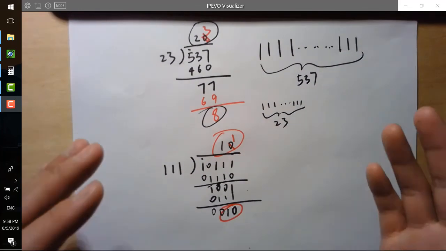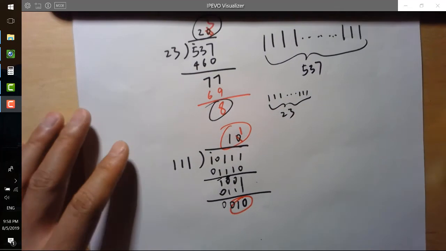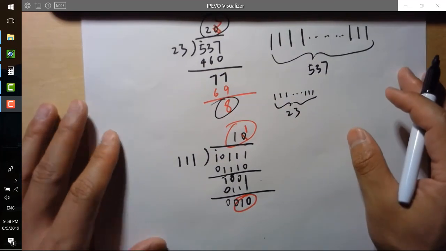It doesn't have to be binary, it can be octal, it can be hex, it should be straightforward for you guys.